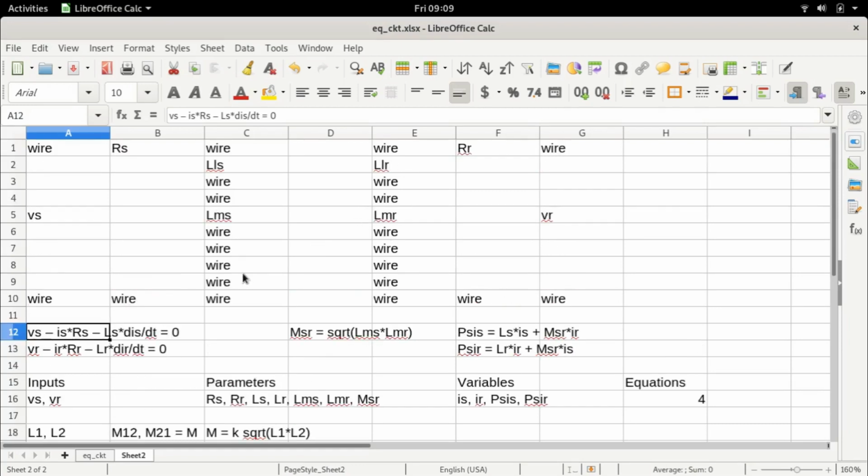So this is a simple KVL equation. But if you take a look, there is no link between these two equations. We are applying KVL in this loop, and we are applying KVL in this loop. They have nothing to do with each other. The question is, is that the case?